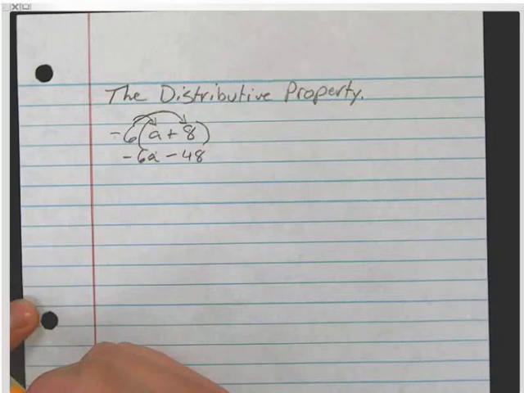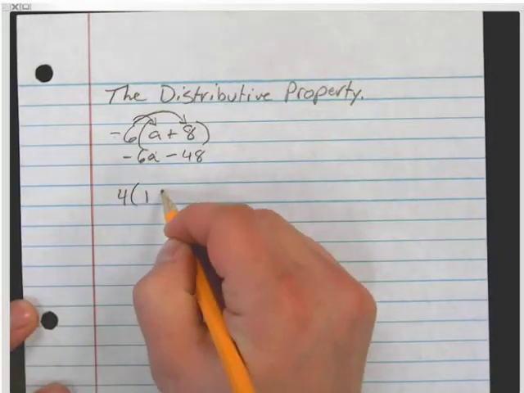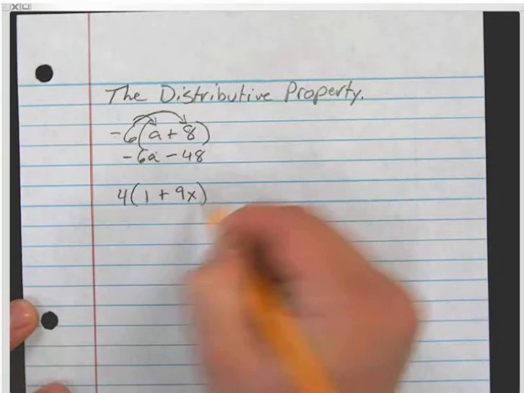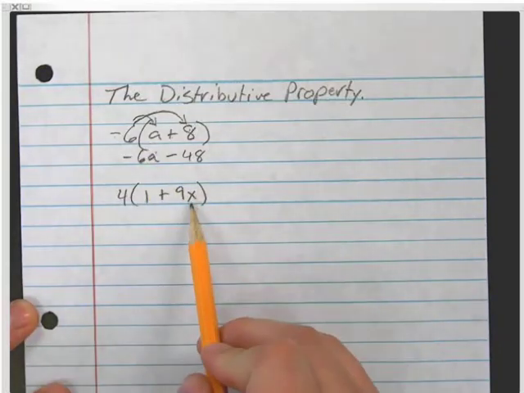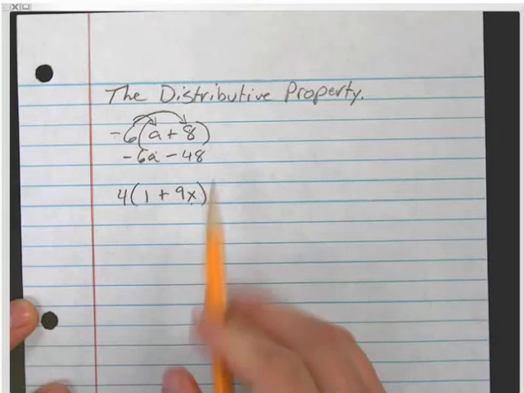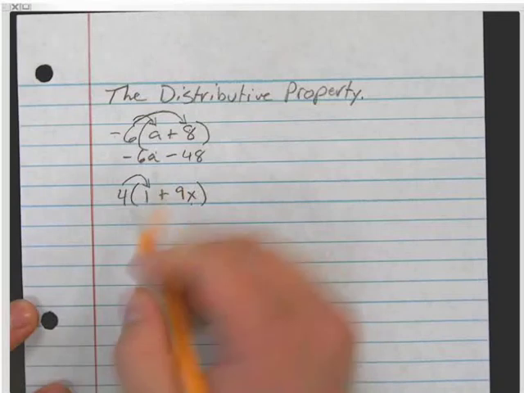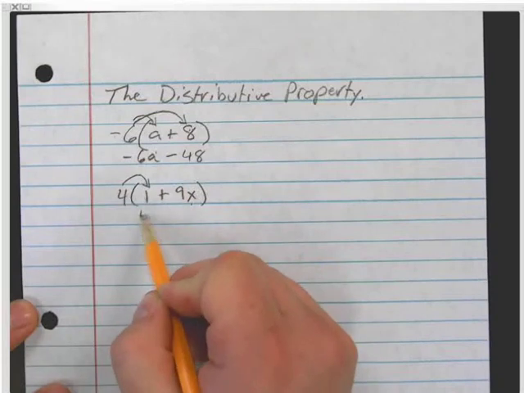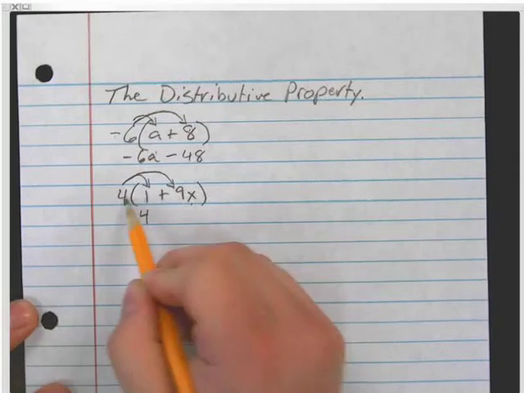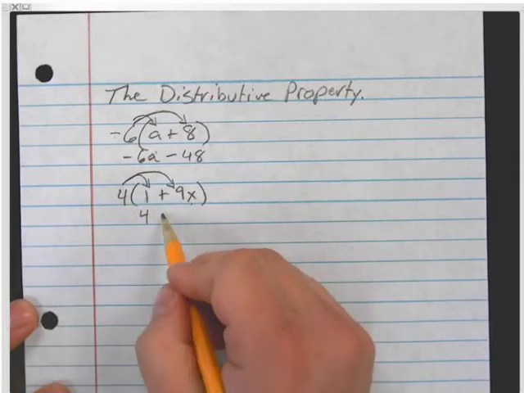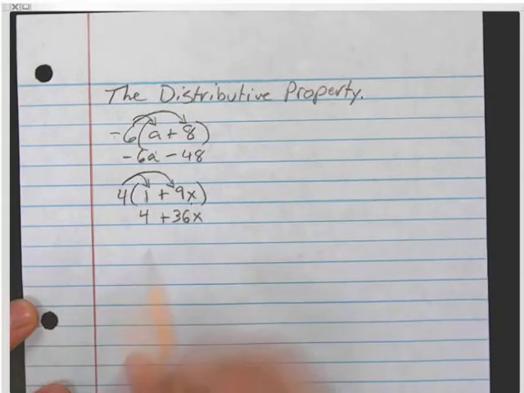Alright, the next problem can look a little different. We're going to try 4 times the quantity 1 plus 9x. So sometimes the variable is in the front, and sometimes the variable is in the back. You're going to do it the exact same way. It doesn't matter either way. So we're going to take the 4 and distribute it to the 1 first. 4 times 1 is 4. Then we're going to take the 4 and distribute it to the positive 9x. 4 times positive 9x is positive 36x. And that's simplified.